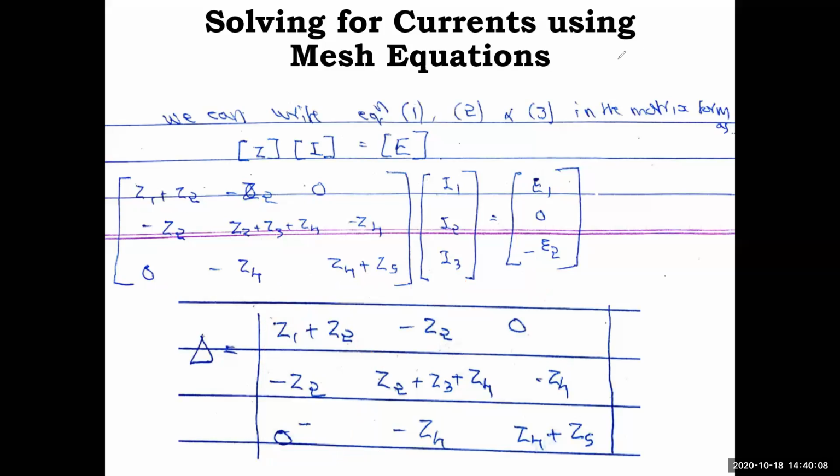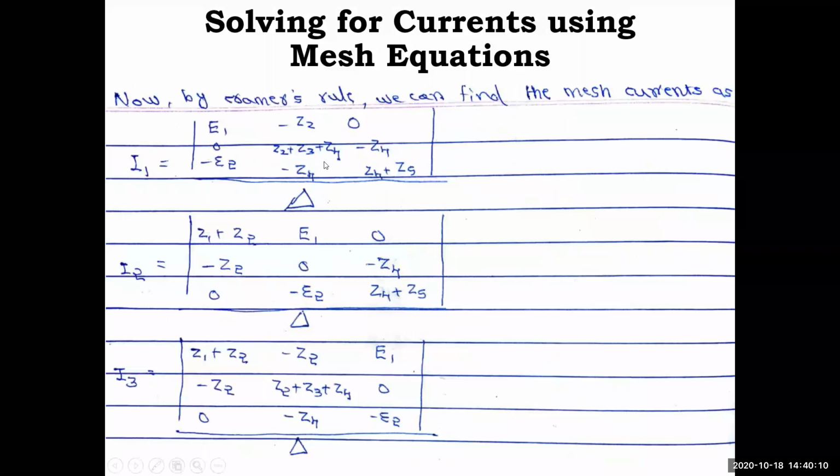Next, I have done it directly here. The above matrix is nothing but delta 1. See here, the first column is replaced with E1, 0, minus E2 and the remaining as it is. Second, this is delta 2. Here I have substituted the right side values and these two are as they are. Then the third one is delta 3. See here, substitution is done here and you'll get a new value.